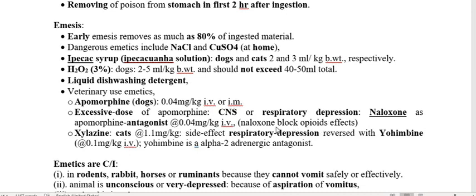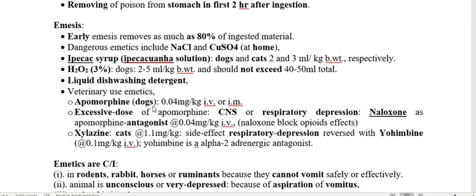Which one? Naloxone. So naloxone is not only an apomorphine antagonist, but also an opioid antagonist, or it inhibits the action of opioids on opioid receptors.